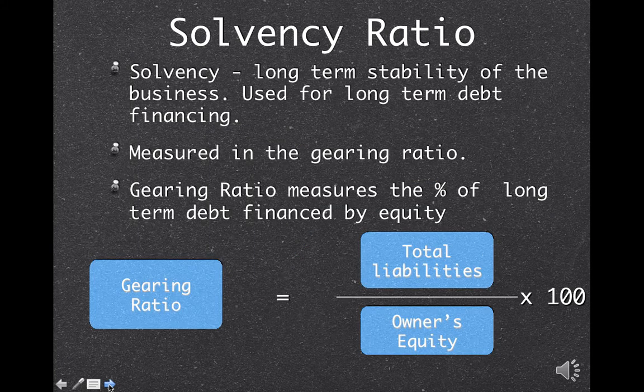The next ratio we're going to look at, which we touched on in lesson 8, is the solvency ratio. Solvency means the long-term stability of the business. Can the business maintain its long-term debt and financing? It's measured in a ratio called the gearing ratio, and the gearing ratio measures the percentage of long-term debt which is financed by equity. So you see the calculation, gearing ratio equals the total liabilities, so the total debt, divided by the owner's equity times 100, because we want to get a percentage.